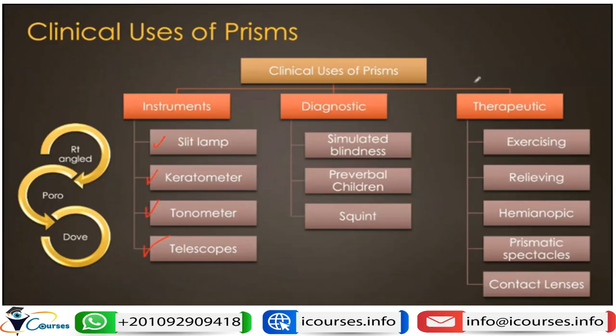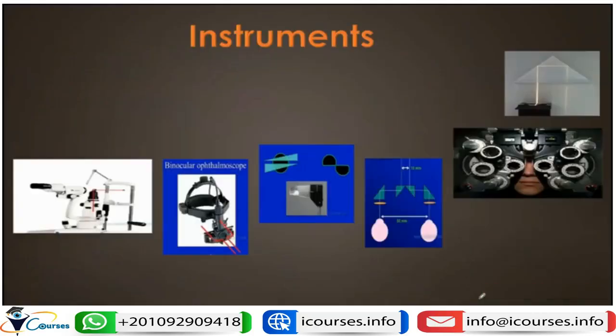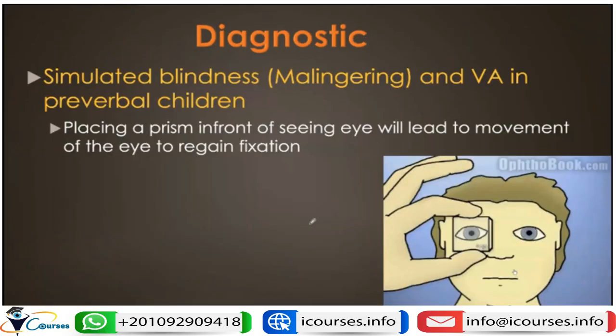For example, we use what's called exercising prisms, relieving prisms, hemianopic prisms, and prismatic spectacles, and it can also be incorporated inside contact lenses. So these are the main bulk of the lecture. So let's start. The prisms are used in different ophthalmic instruments, and we will not go through these because they have their own specific lectures. So we will just postpone the use of prisms in instruments to its right place.